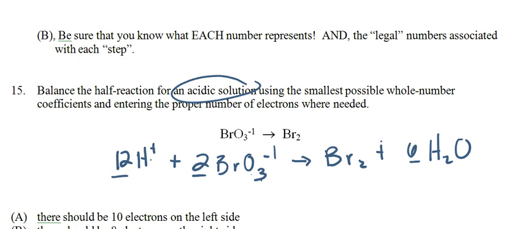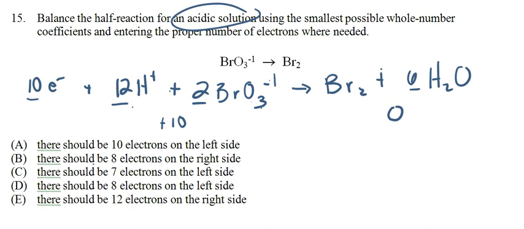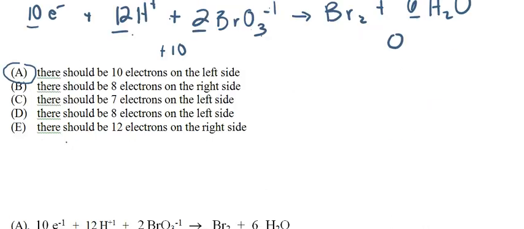So now let's balance charges. There are no charges on the right. That's rare in a redox equation. It can happen, but you don't see it very often. Alright, and then over here we have a plus 12 plus a 2 times negative 1. So that actually is a plus 10 charge. So what we need to do is add 10 electrons. Okay, so whatever that should be, 10 on the left side, A. Okay.